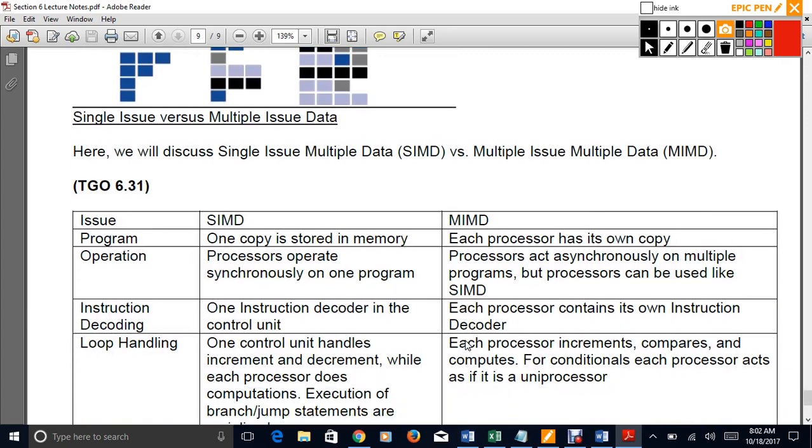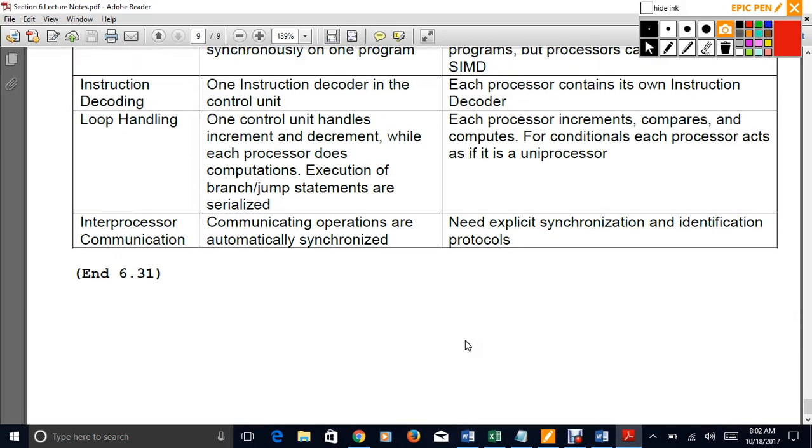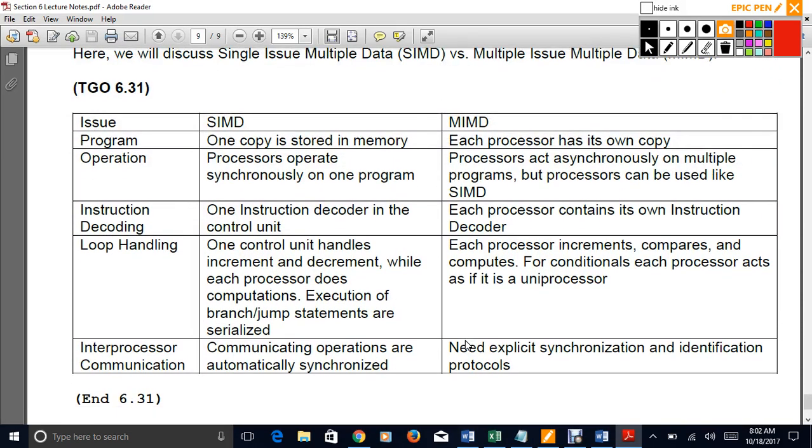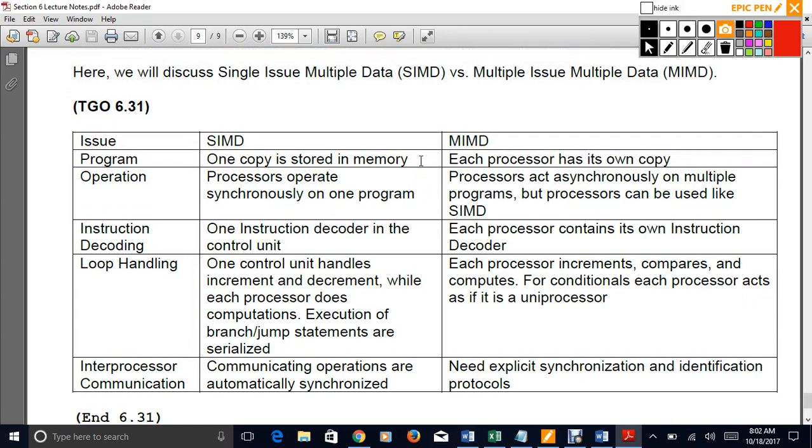And so I believe this is it. It's the last topical guide objective for the lecture. So what we're going to do is there's this concept here called single issue multiple data versus multiple issue multiple data. And we're going to be talking about how you execute the program, how everything is operated, how you decode instructions, loop handling, which is kind of what we touched on with branch prediction, and then interprocessor communication. How do you actually communicate between multiple processors?